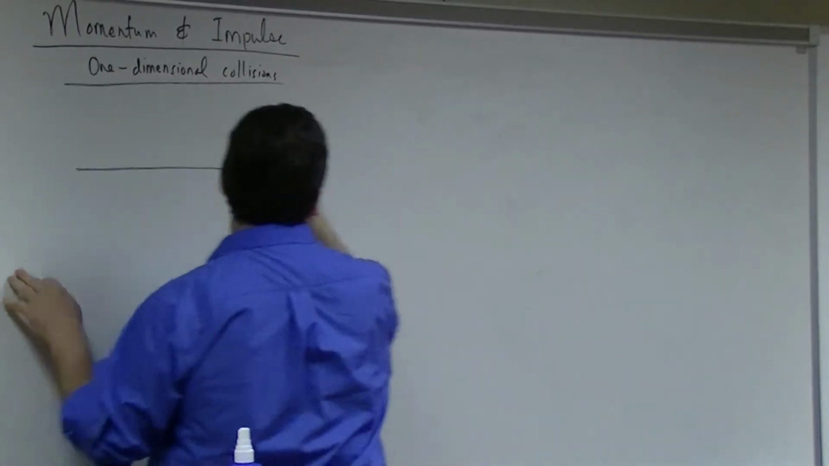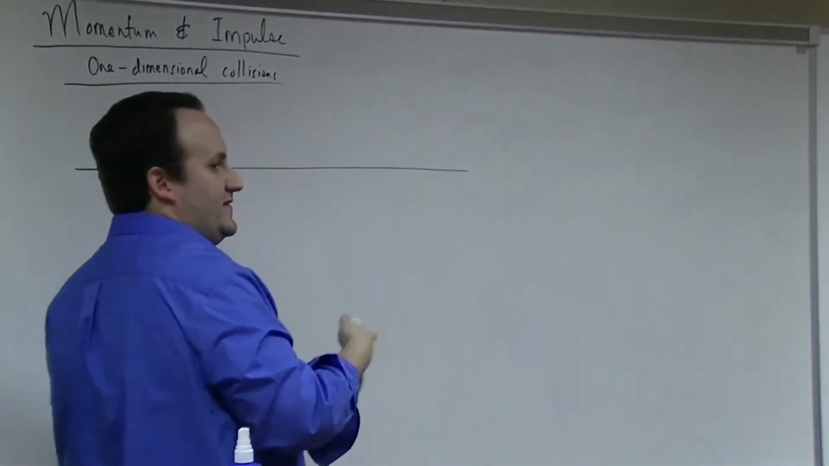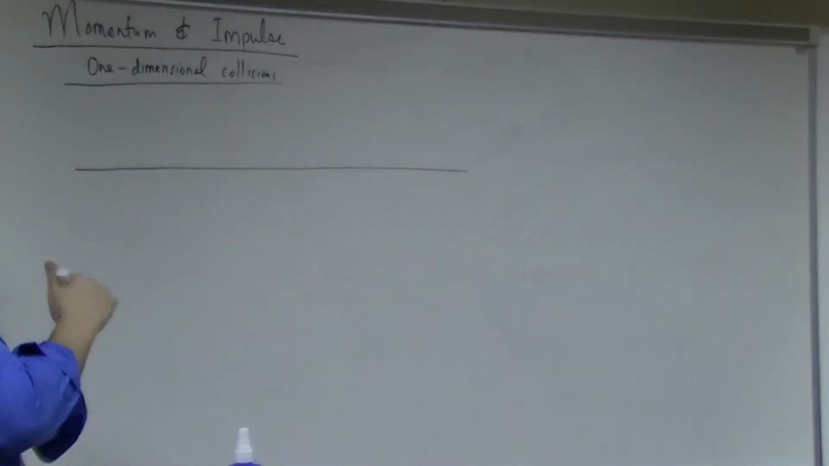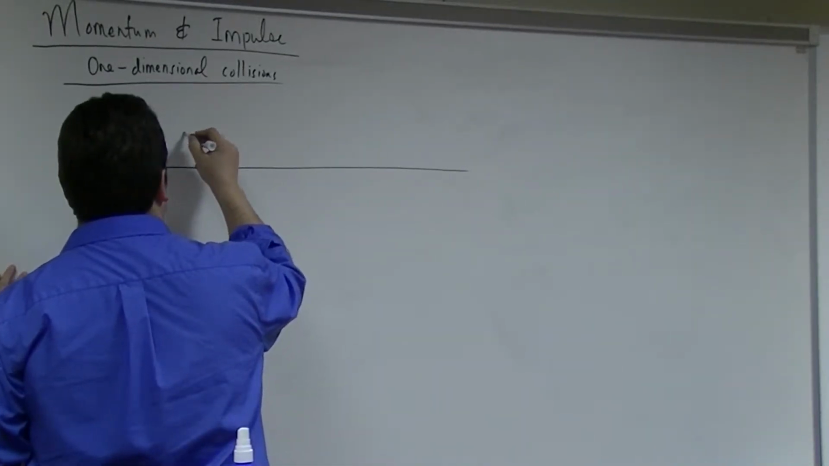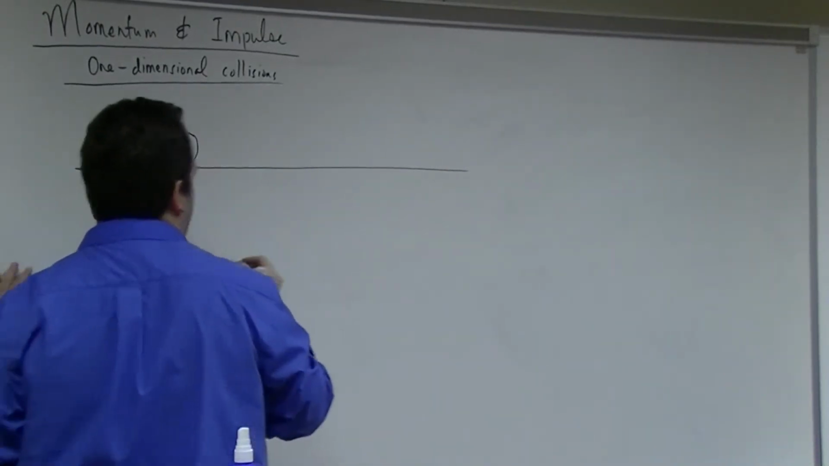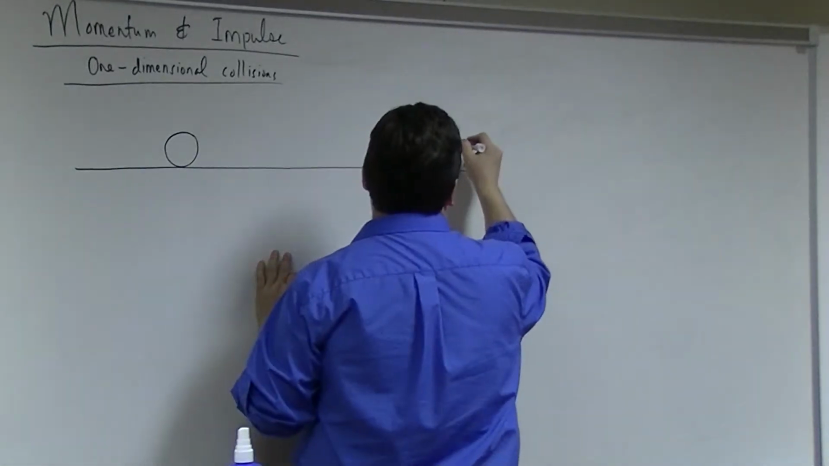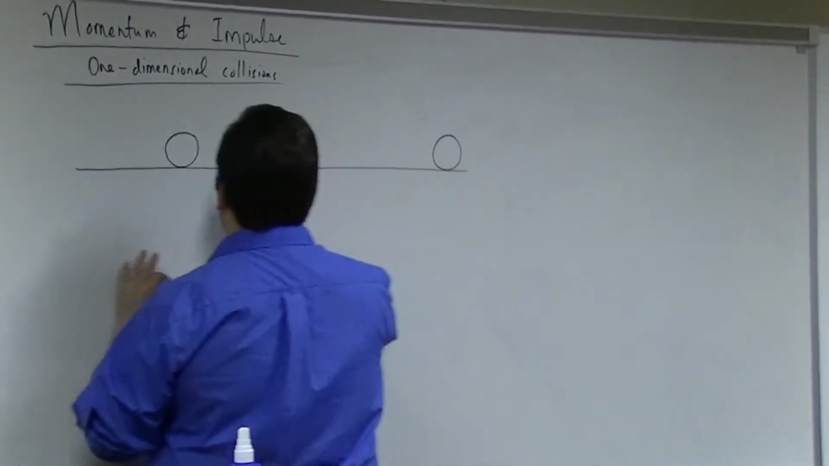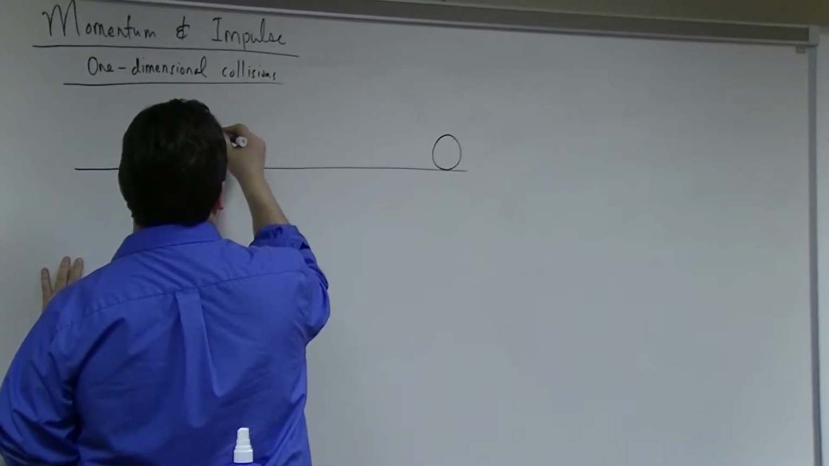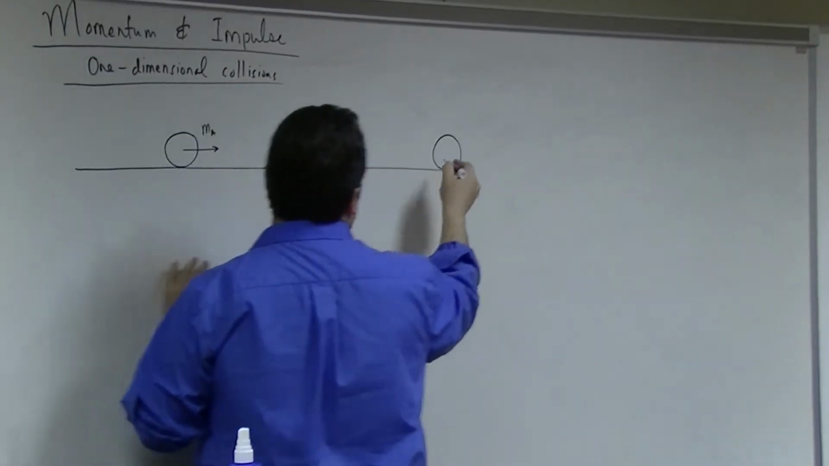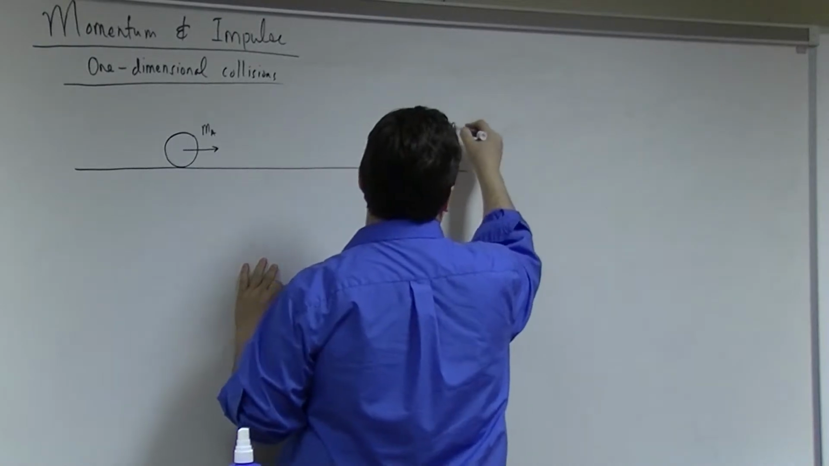So basically, gravity is negligible because everything we're thinking about is on the level, just a horizontal flat plane. There could be friction, there might not be friction. Actually, it doesn't really matter because we're talking about collisions which happen over an instant of time. So I have some mass, let's say A, and over here I have some mass B.